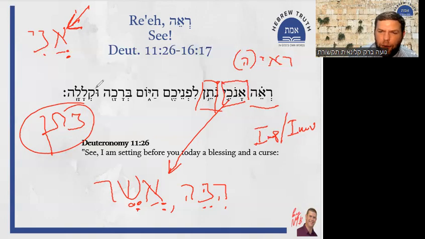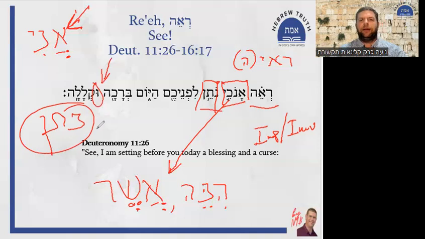So that's that. Also interesting is the use of the vav in beracha uklala. This vav obviously presents alternatives. I give you a blessing and a curse, not as joining them together, but I give you two options to choose from. On the one hand a blessing, on the other hand a curse, and the Torah, this portion, continues to elaborate the blessing under these circumstances and the curse under those circumstances. So that's it for the weekly portion of Re'eh.